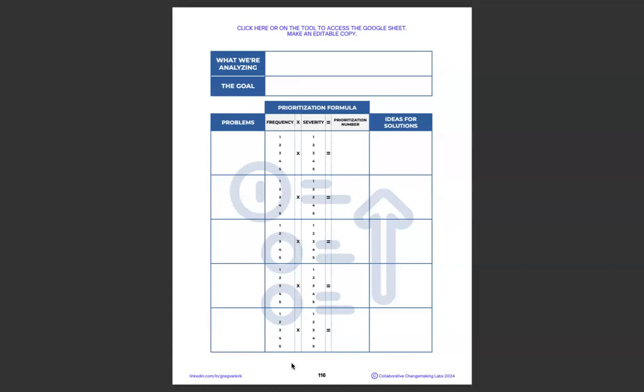You want to look at frequency, 1 through 5. So how often does this problem happen? How often is this a problem? If it's hardly at all, it's a 1. Obviously, there's not a 0 there, because then it wouldn't be a problem at all. If it's a 5, it means it happens all the time, right? It's very, very frequently a problem.